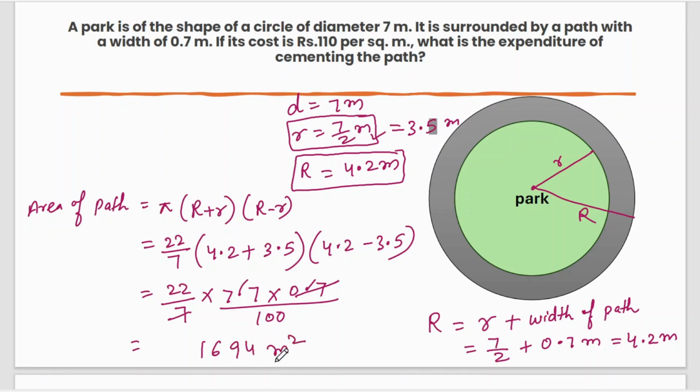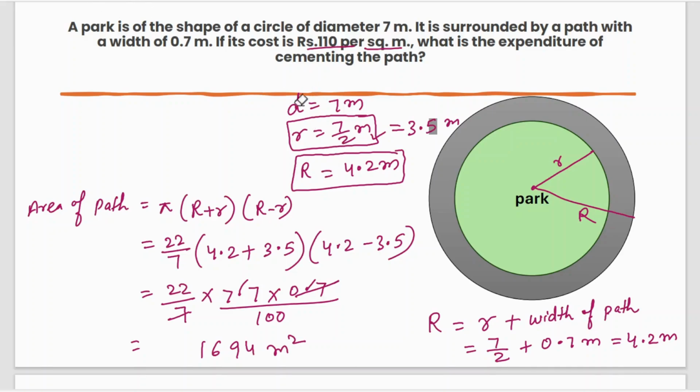1694 meter square. Okay. So now we have got the area of this path. But the question is not yet finished. Now we have to calculate the cost. So what is the cost? It is 110 per square meter.